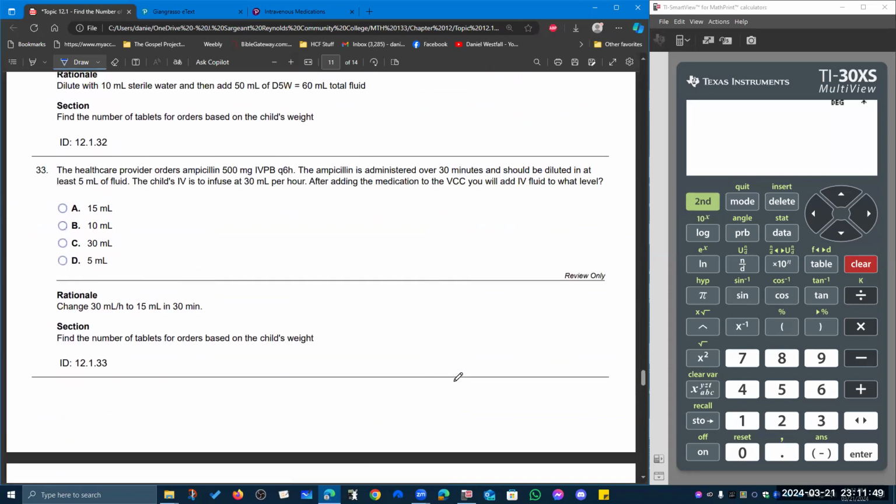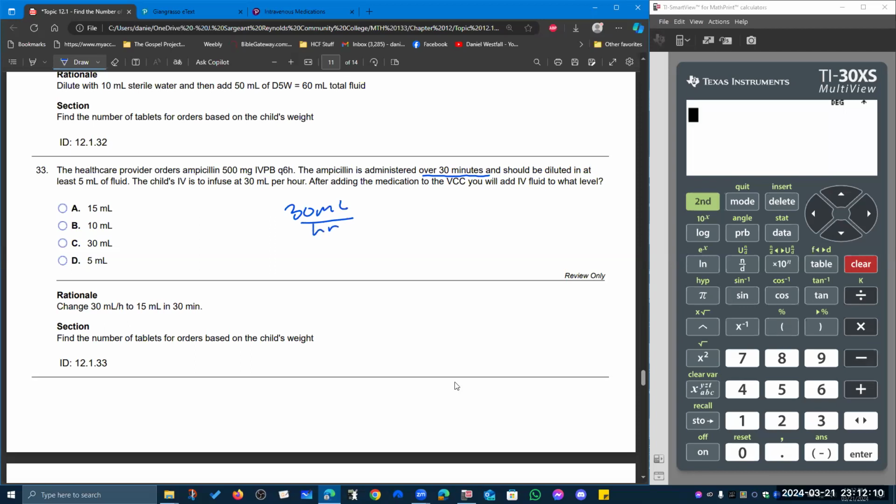The healthcare provider orders ampicillin 500 milligrams IV PB every 6 hours. The ampicillin is to be administered over 30 minutes and should be diluted in at least 5 milliliters of fluid. The infusion rate is to be 30 milliliters per hour.